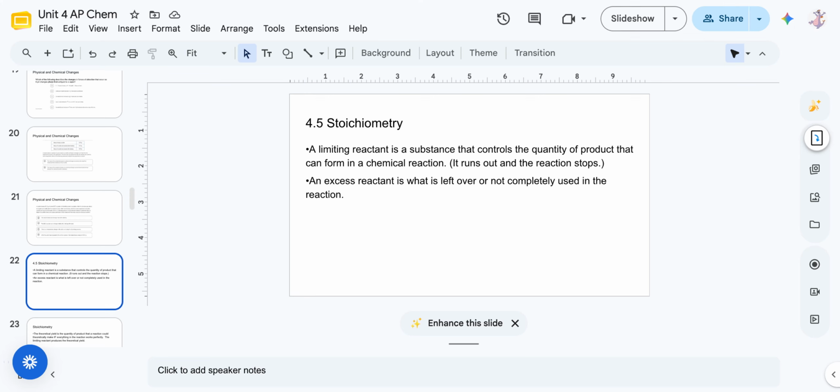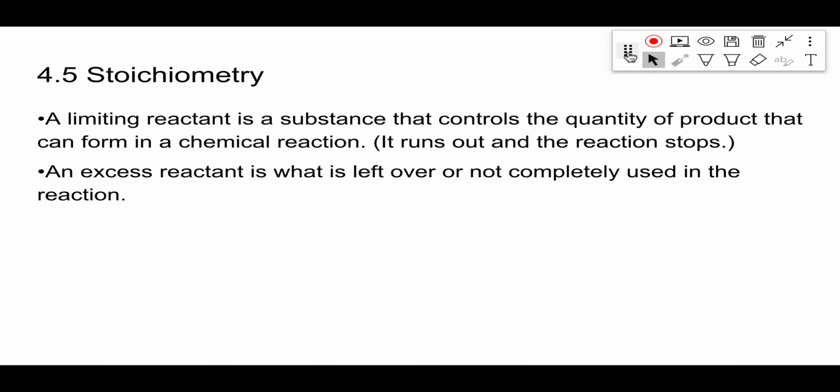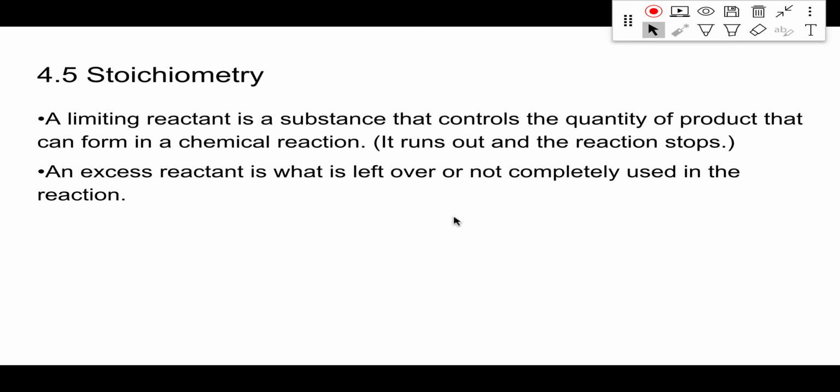We are going to cover stoichiometry. We're going to talk about the concept of limiting and excess reactants. This is a pretty big deal in AP chemistry. We have to determine in a chemical reaction if there is one of the reactants that has a smaller amount and runs out, then that's what controls the reaction.